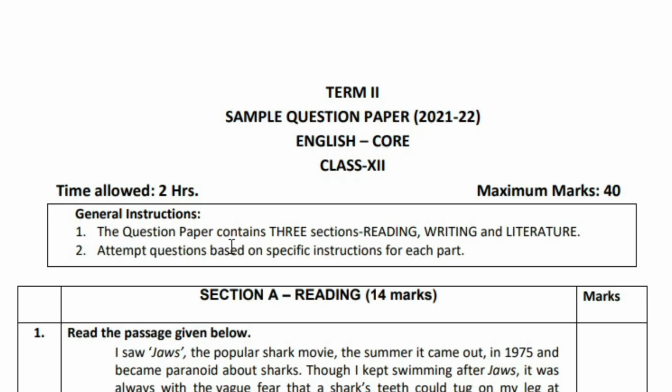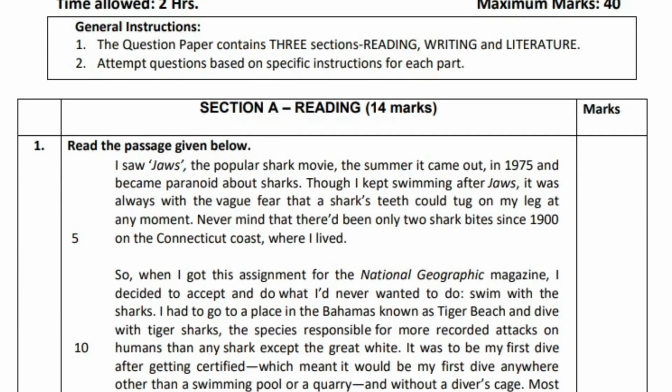General instruction: the question paper contains 3 sections: reading section, writing section and literature. There is no grammar for class 12. Attempt questions based on specific instructions for each part. Now if you see, as per the CBSE instructions given for the term 2, you have 2 unseen passages. So first unseen passage is given, and those 2 unseen passages, section A reading skills is for 14 marks.